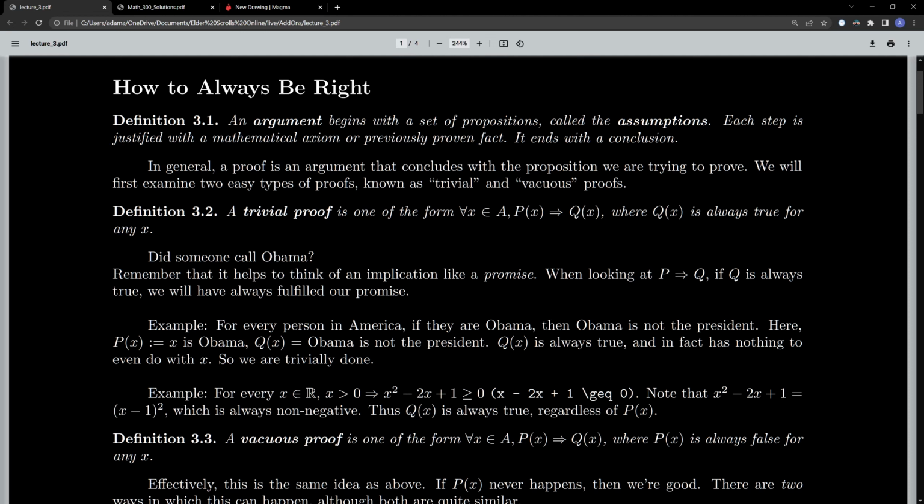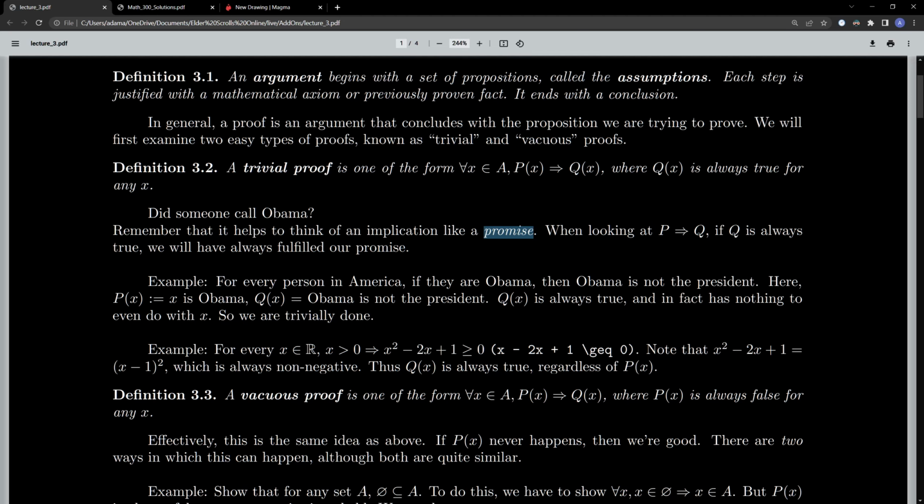But now it depends on x, right? If it turns out x doesn't even matter, Q is just always true, then obviously it doesn't matter what P is. I think when I first taught this, I had a lot of examples about Obama. There's still this vestigial note here, but maybe it doesn't make as much sense anymore. Yeah, so always think of implications like promises.